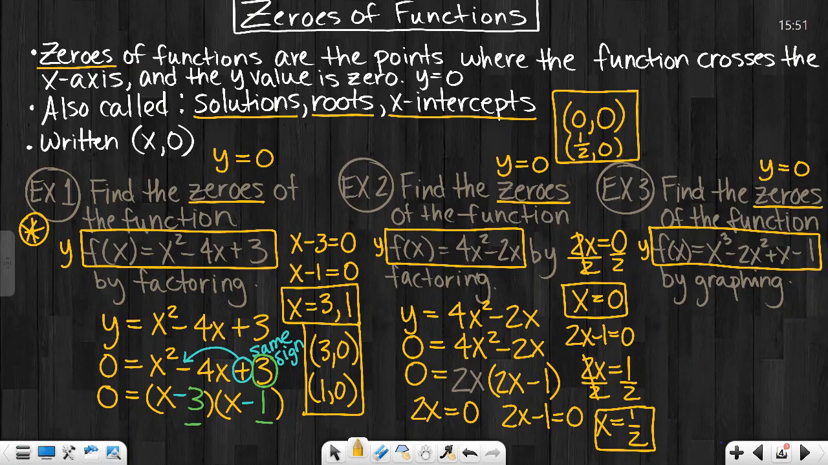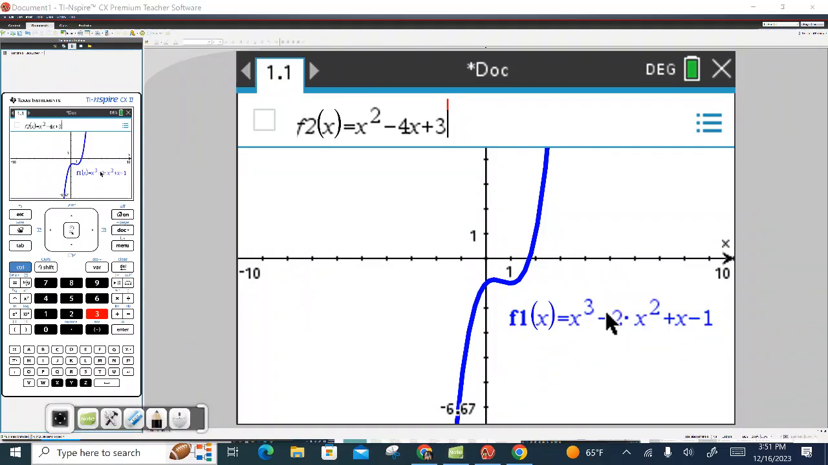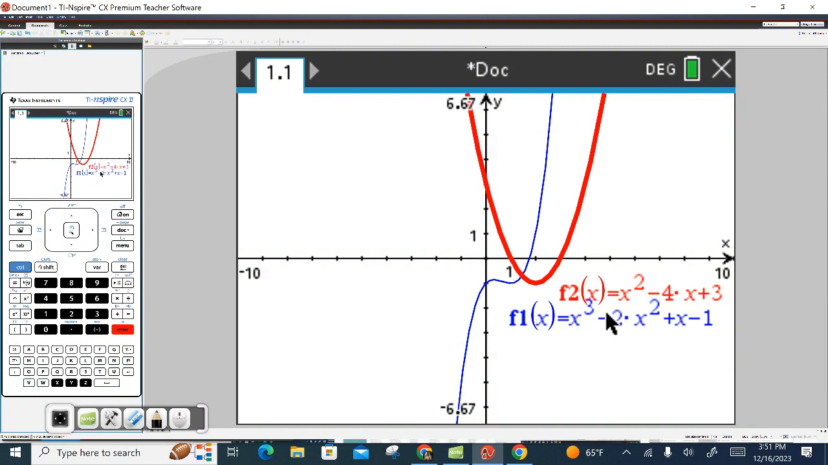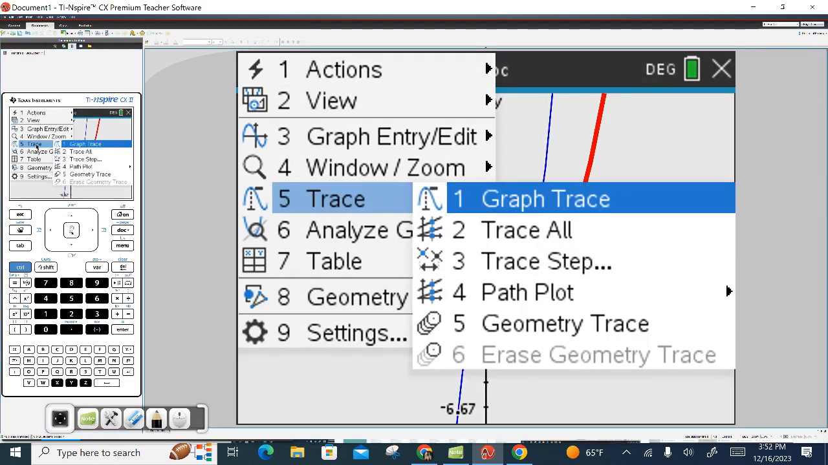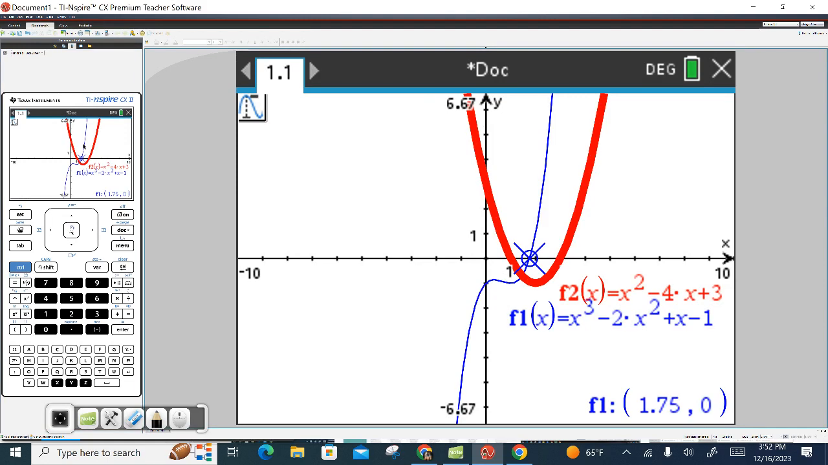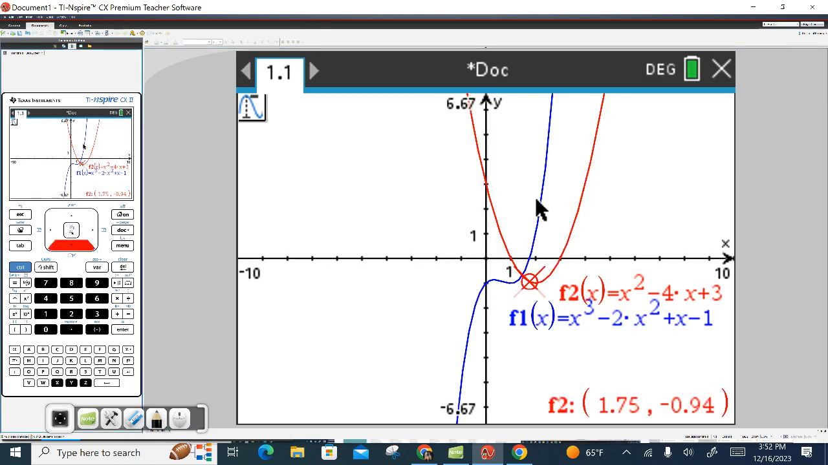Now, before I graph it, let's go back and see what we got. What did we get for our two intercepts? We got 3, 0 and 1, 0. So let's go back and graph this. All right, so you can see the red one is the one I just graphed. You're going to hit menu, you're going to hit trace, and you're going to hit graph trace. So right now you can see that the cursor is on the blue function. If you hit the down arrow, it'll jump to the other function.